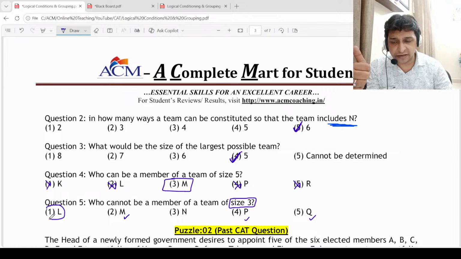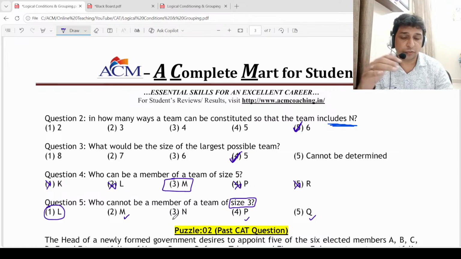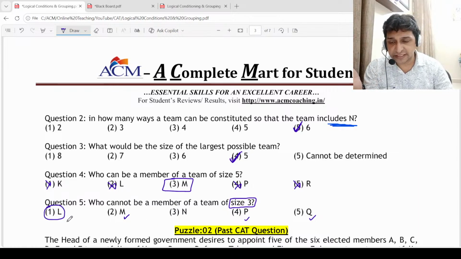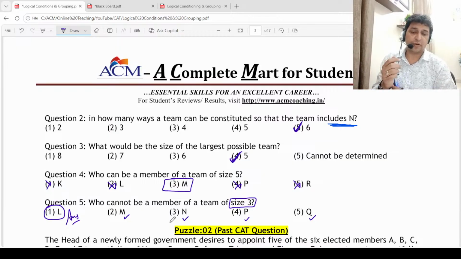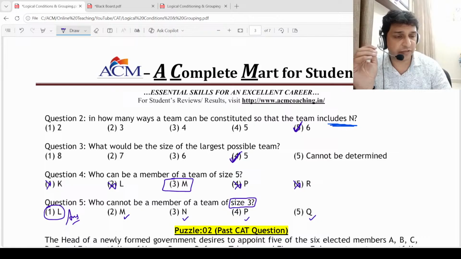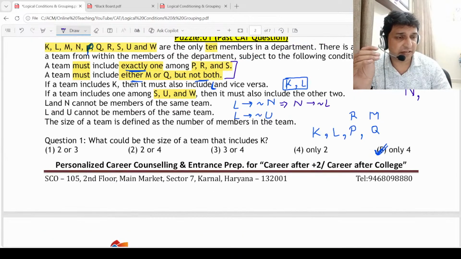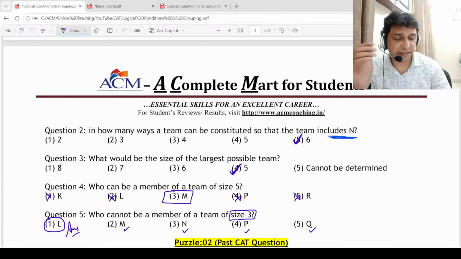Now if I take L, I need to take K along. So that will be a size 4 team. So that is the answer in that case. We can't take L, we can take N. So the team can be M and P or Q and P. That is a possibility. So this puzzle is solved. This was a CAT puzzle which came in the past CAT years, PYQs. I believe this puzzle is solved.